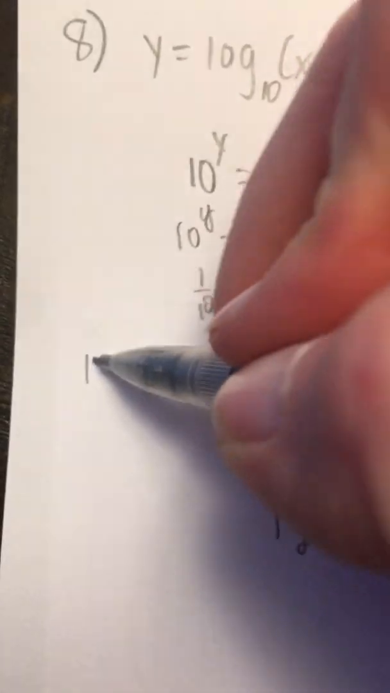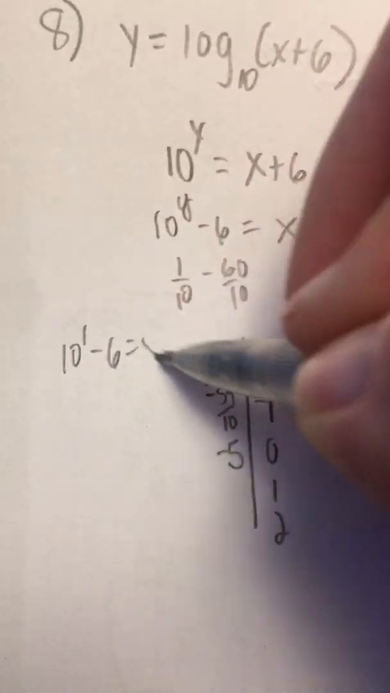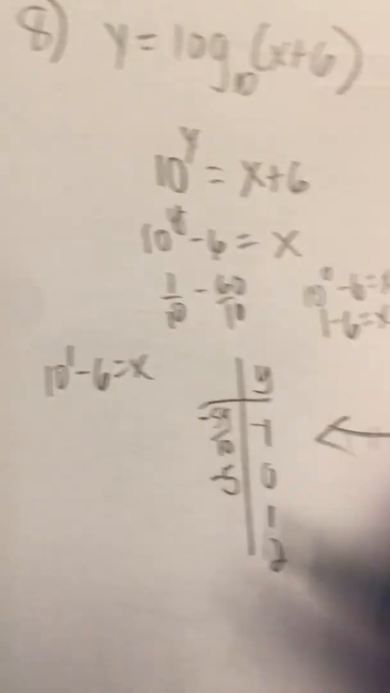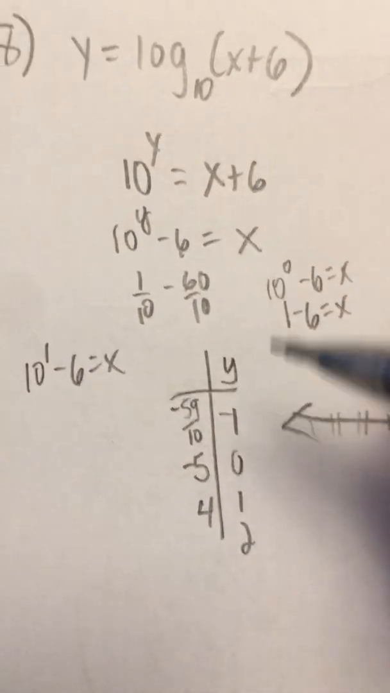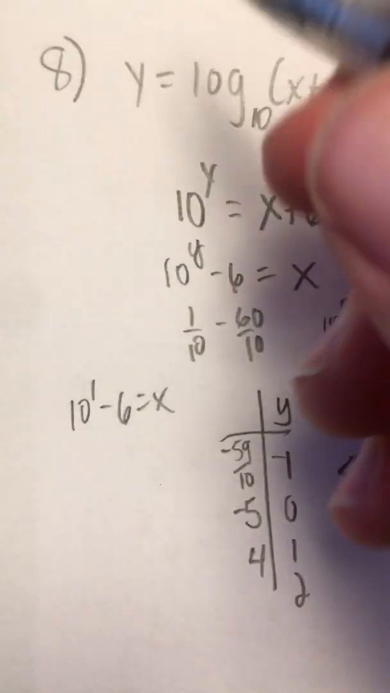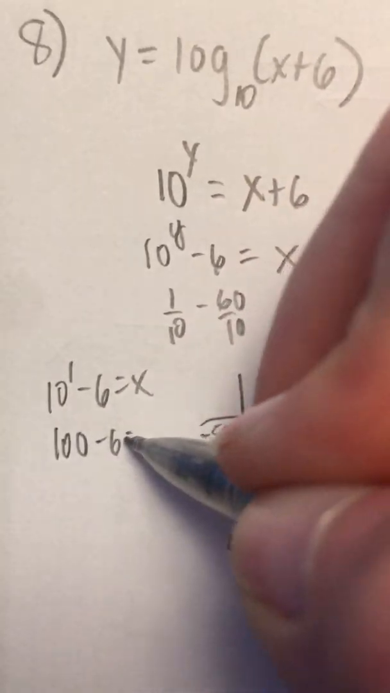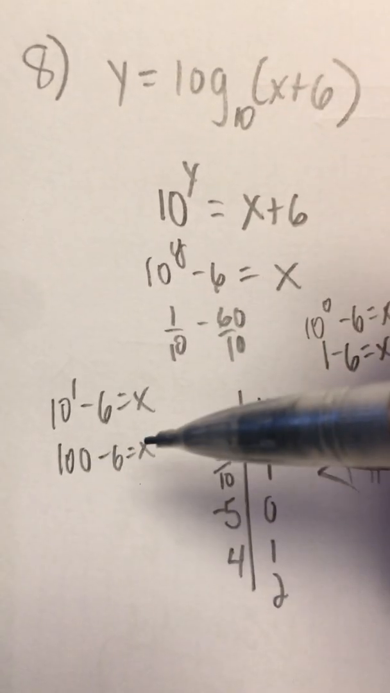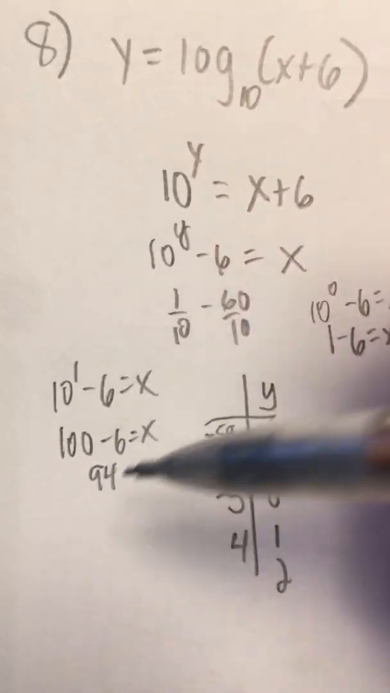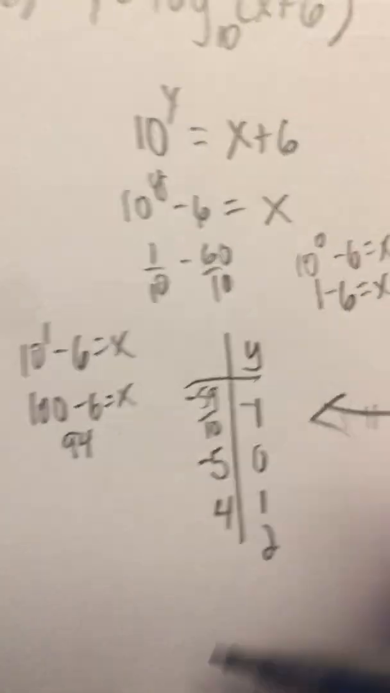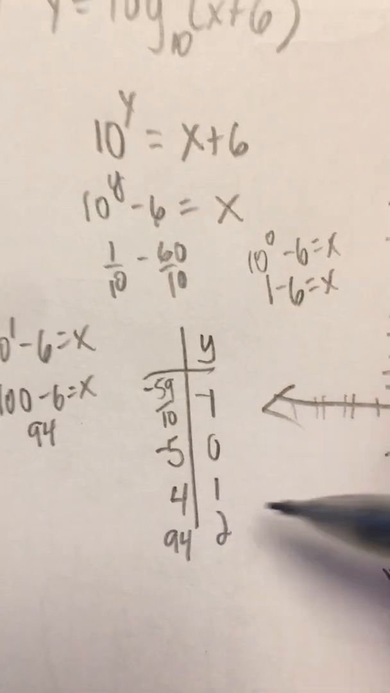When I plug in a 1, 10 to the first minus 6 equals x. That's going to be 10 minus 6, which is 4. And then when I plug in 2, I'm going to get 10 squared, which is 100, minus 6. And 100 minus 6 is going to be 94. And so 94 and then 2.